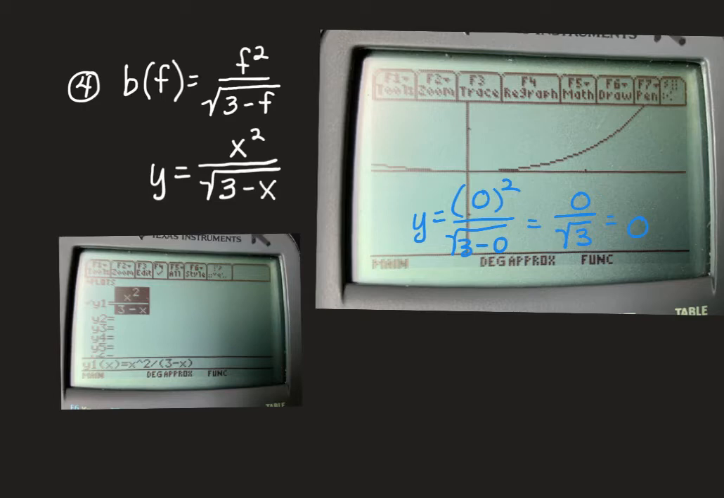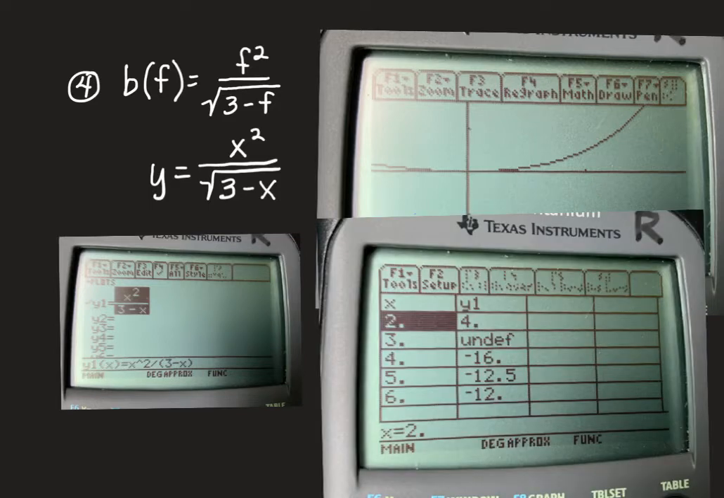But just to make sure I am analyzing this correctly, I'm going to take a look at the table. Now my table did confirm that as I was scrolling up and down, 0, 0 is the lowest point on this graph. But as I continued to scroll, look at what I found when I got to 3.